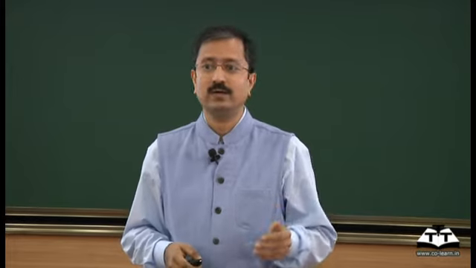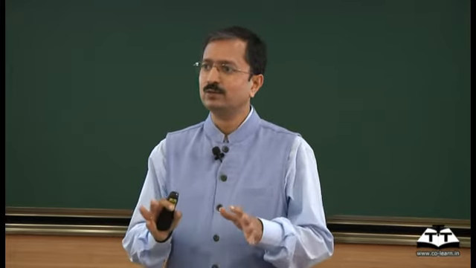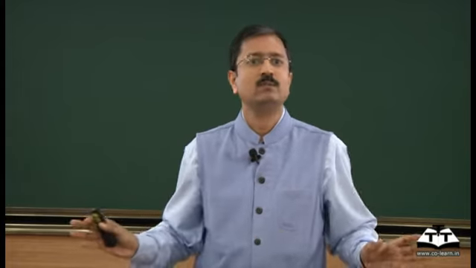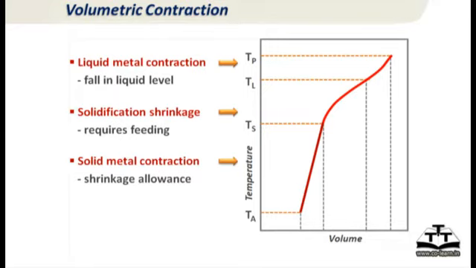Now each one has a different trick to take care of. The first one you do not have to do anything, you just pour excess metal, the liquid level falls and that compensates for that, no problem. So that takes care of maybe 2-3% of contraction. The bottom side where the entire casting is contracting in a solid state, that is also easy to take care of because you make the mold a little larger, when it contracts it comes to the right size.